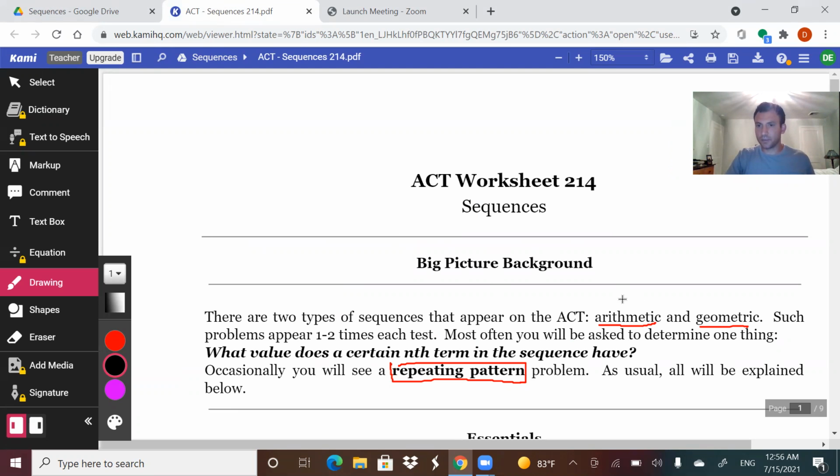You will definitely need to be able to differentiate between what an arithmetic and what a geometric sequence is. If that doesn't sound familiar, don't worry. I'll show you exactly the difference between the two. I promise you that you're already familiar with both concepts. You just don't know it yet.